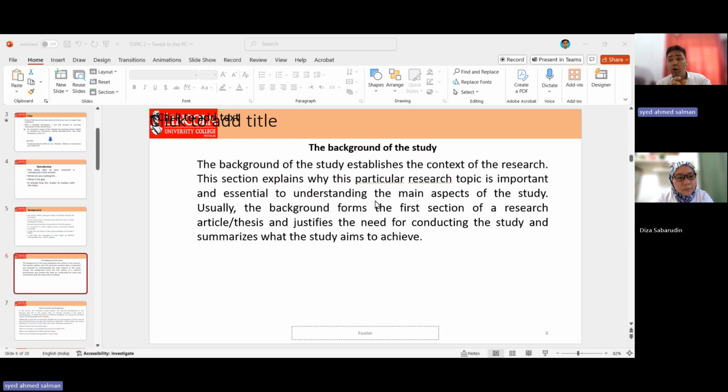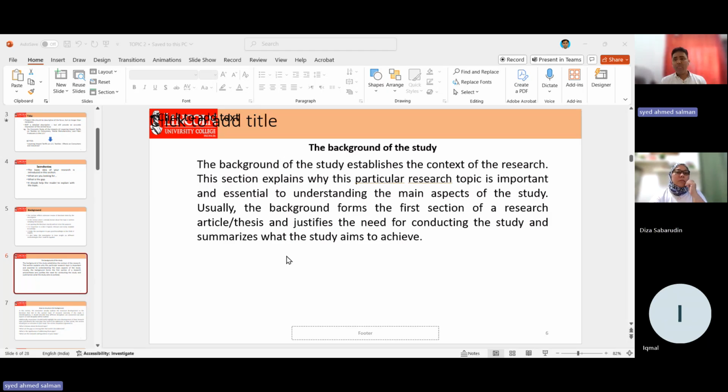The background of the study establishes the context of the research. This section explains why this particular research topic is important and essential to understanding the main aspects of the study. Usually, the background forms the first section of a research article and justifies the need for conducting the study and summarizes what the study aims to achieve. Whatever we have studied in the previous slide, this is the summary of the previous slide.